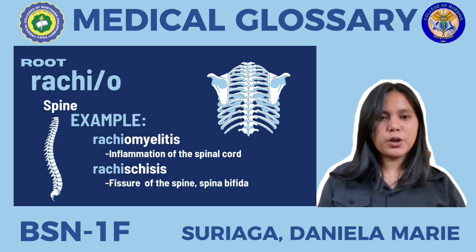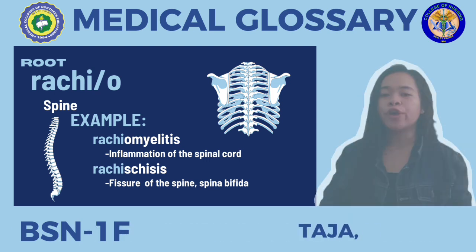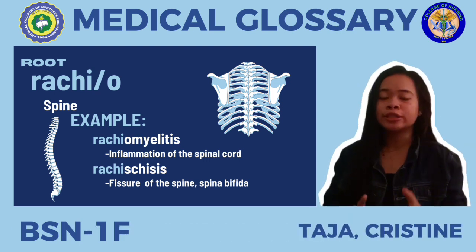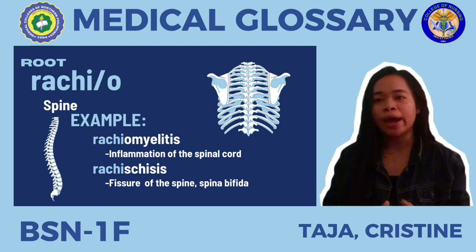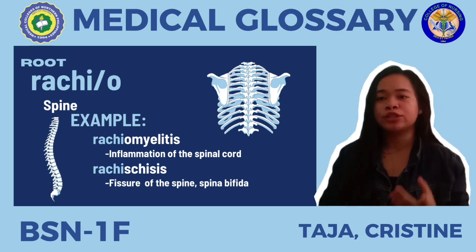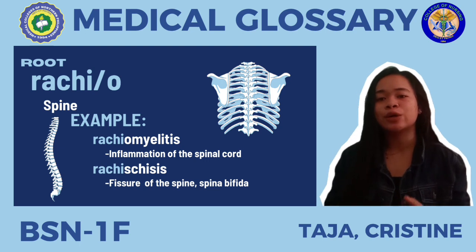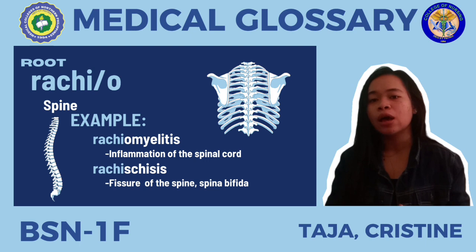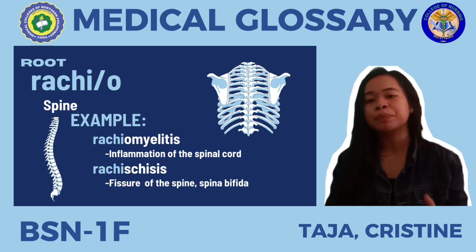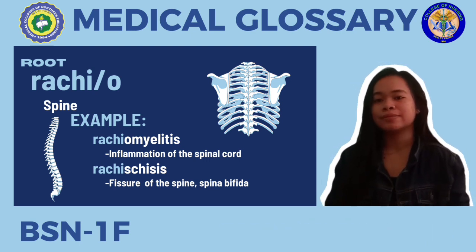We have rachio-myelitis as an example, which means inflammation of the spinal cord. For example, we have rachischisis, meaning fissure of the spine, spina bifida, where rachi is the root word and the suffix schisis means cleft, split, splitting.